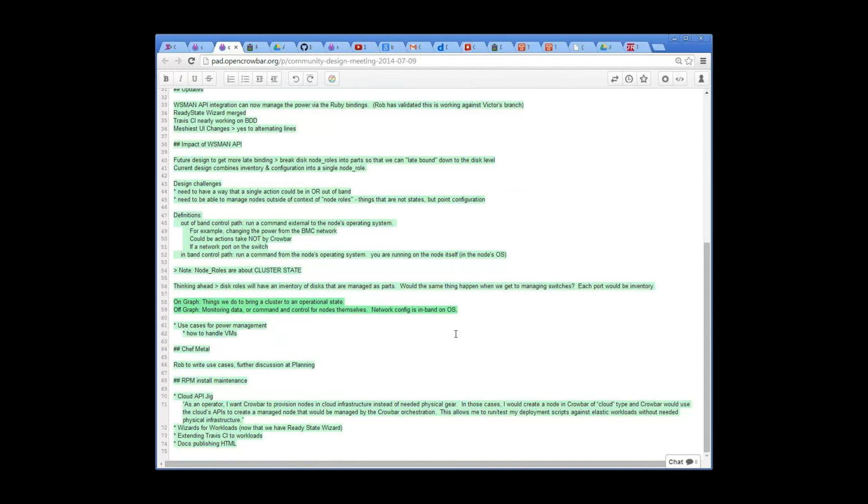Okay. So I want to talk about RPM install maintenance. We have people who are trying to use the RPM install. It's failing horribly, and it is failing probably in minor ways. It would be really helpful to have somebody going through those steps so that we figure out what's broken with it. The thing that's broken with it right now is that nothing is updating the RPMs.